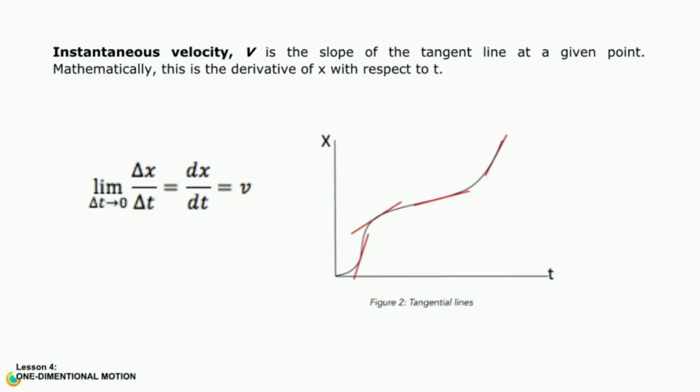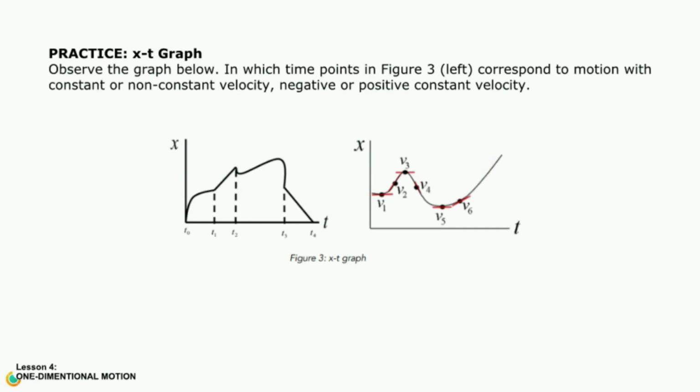Instantaneous velocity, v. It is the slope of the tangent line at a given point. Mathematically, this is the derivative of x with respect to t. Observe the graph below, in which time points in figure 3 left correspond to motion with constant or non-constant velocity, negative or positive constant velocity.